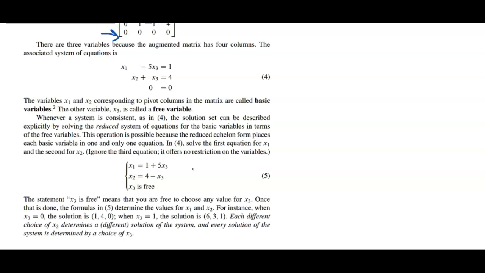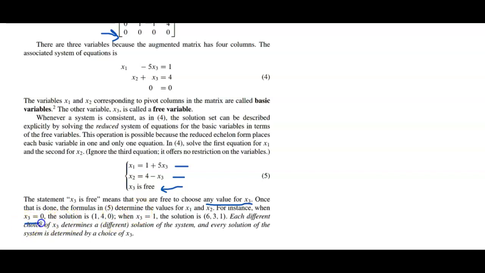And so x1 and x2 are in our pivot columns. Those are going to be what we call our basic variables. The other one is our free variable. You can notice here, if you were to solve this for x1 and x2, they would both be in terms of x3. And we say that x3 is free, okay? Which means you can choose any value you want for x3. It also means that x1 and x2 depend on x3.